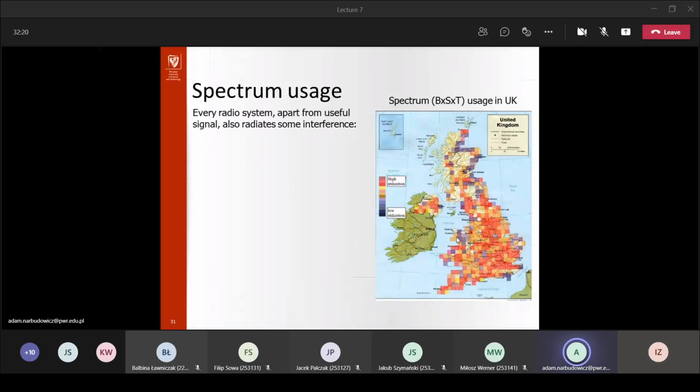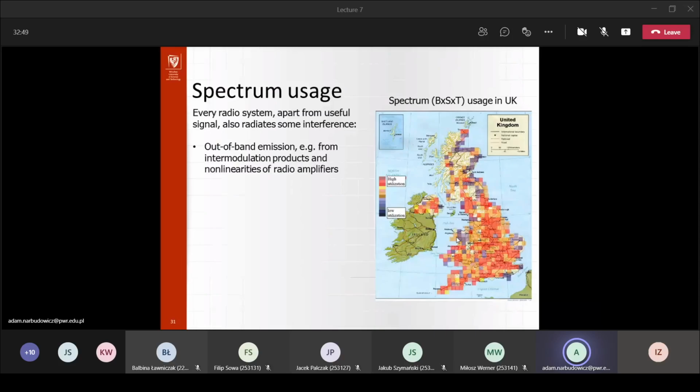And basically, the general rule is that every radio system, apart from the usable signal, generates some sort of interference, right? And this is because of the very first slides that we talked about in the review today, that there's always some area where your signal is not useful anymore, but again, it's a weak signal that still propagates.